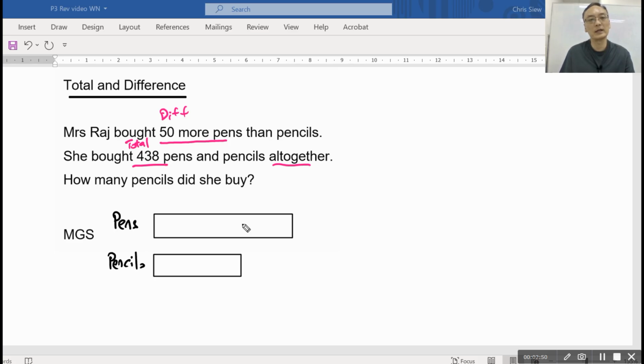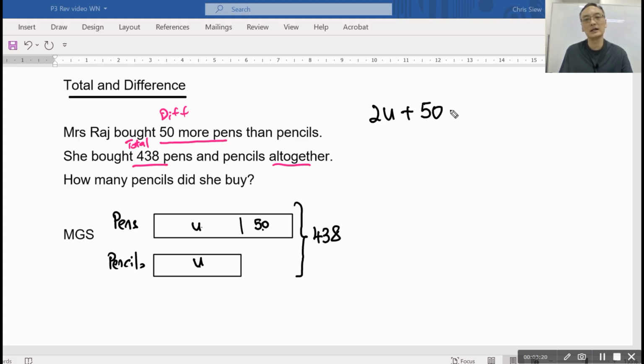We know the difference between them is 50, and the total is 438. So here will be 1 unit, here will be 1 unit. So the model is complete. So now we're going to form the equation to help us to solve the question. On the left side, we can see that we have 1 unit, 2 unit, and 50. So we can write 2 units plus 50, and that will give us 438.